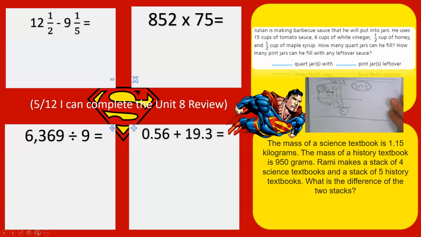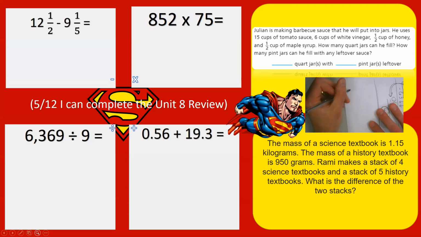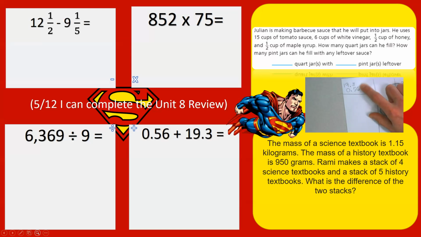And then the addition of, we have 0.56 and we have 19.3. Now the order does not matter with addition, so I could put my 19.3 on top. What matters is that I set up the decimal the correct way. So I have the tenths lined up, the ones lined up, the tens lined up, the hundredths lined up.